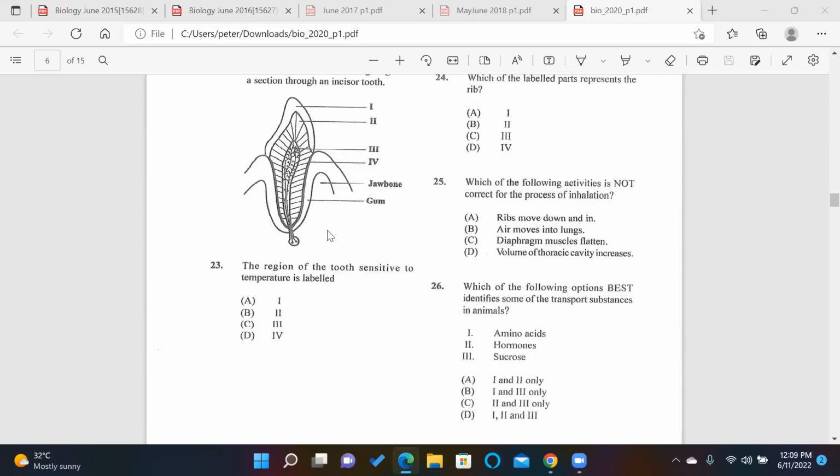Three. That's probably what I would go with as well. I'm not very sure what 4 is, but I would go with 3 because that's the most interior part.